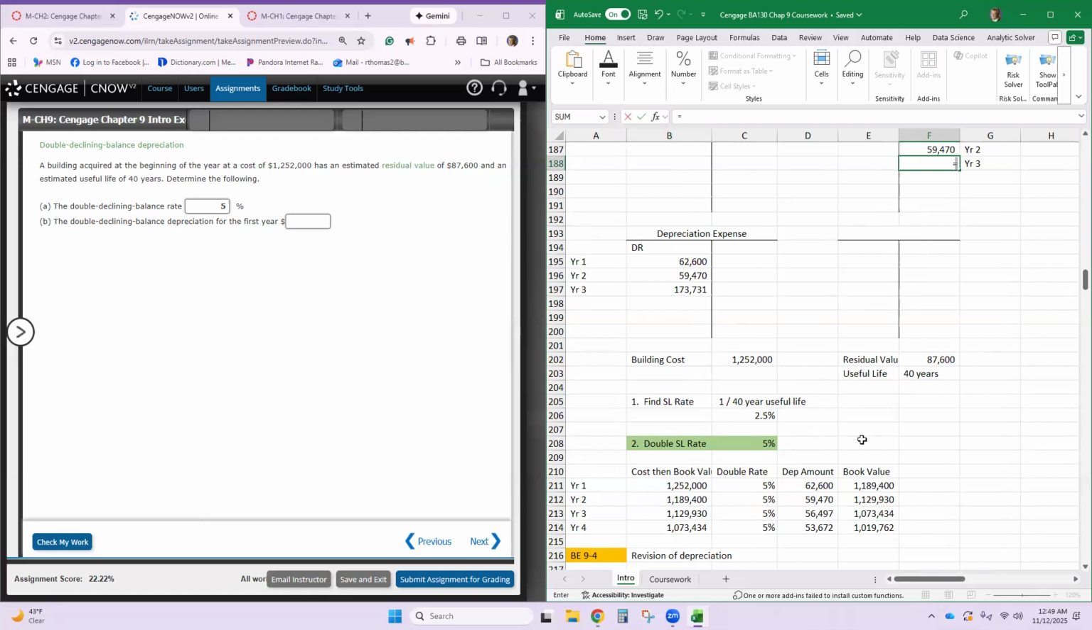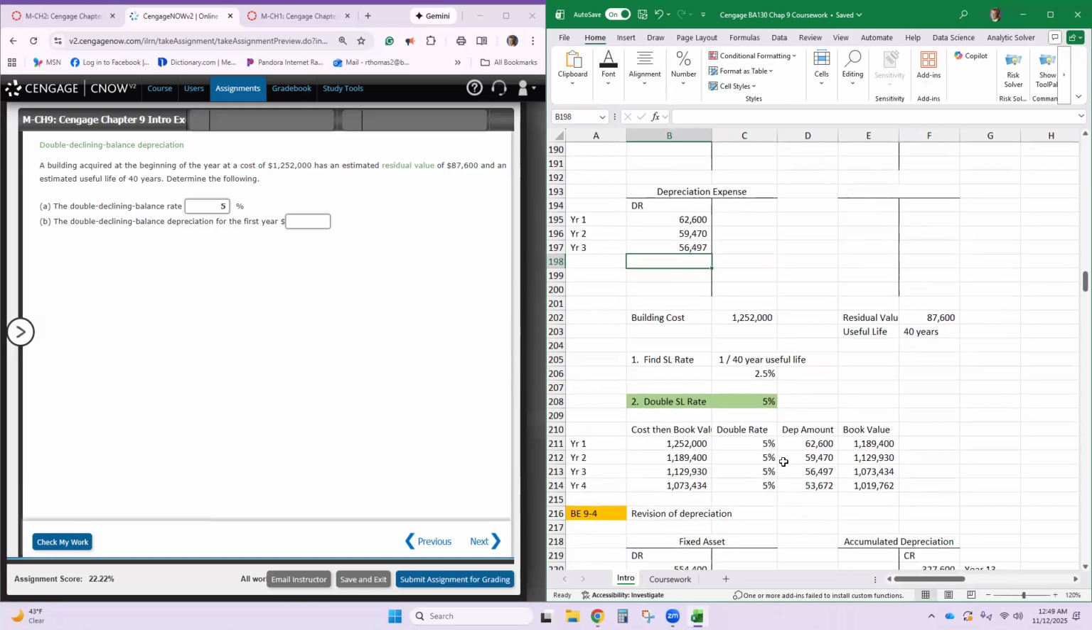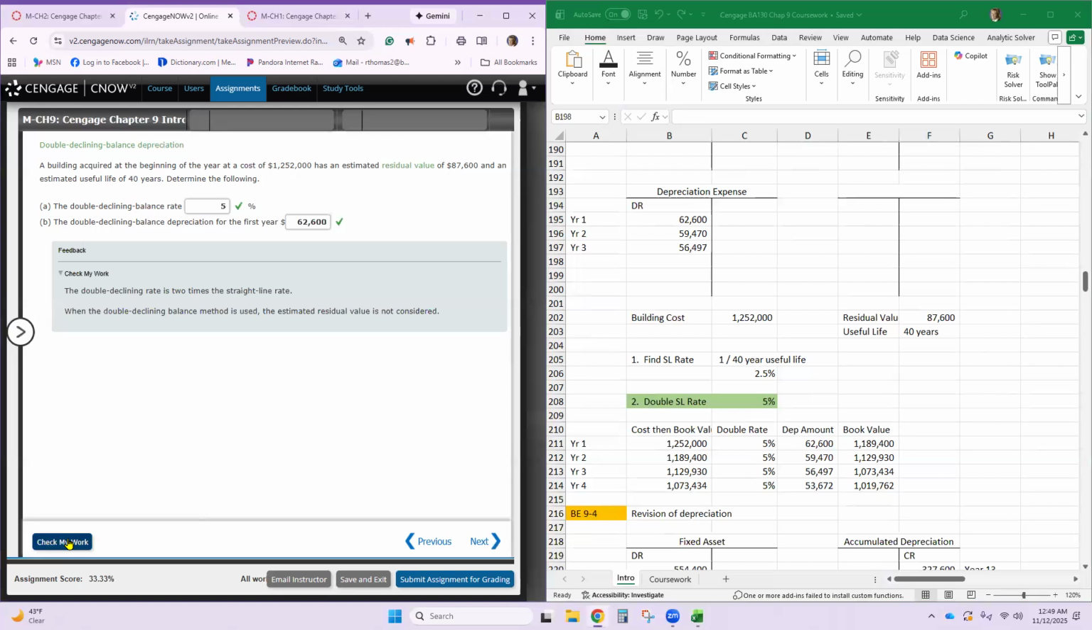So this is called accelerated depreciation, and each year is going to be a little less and less until you get down to the last year. This is a 40-year useful life, so it's going to be a while. But the double declining depreciation for the first year is $62,600.